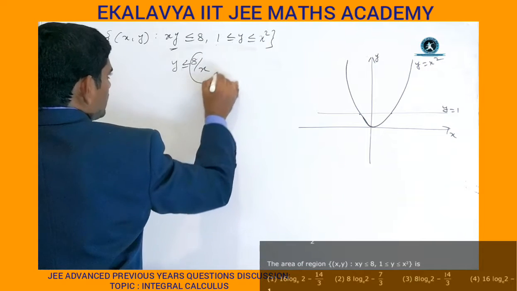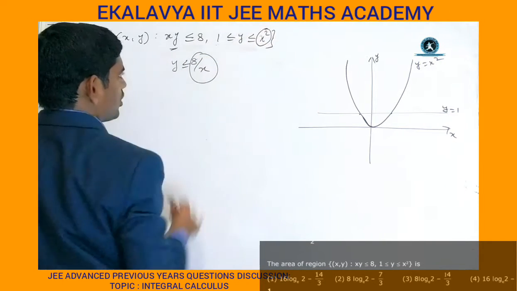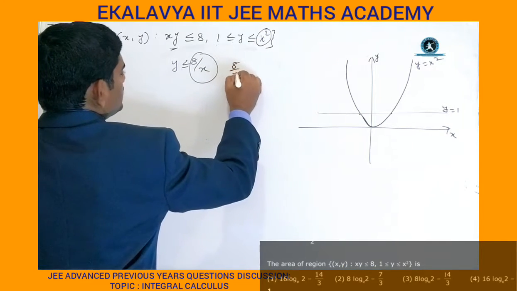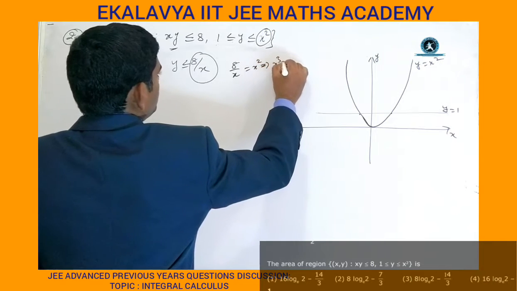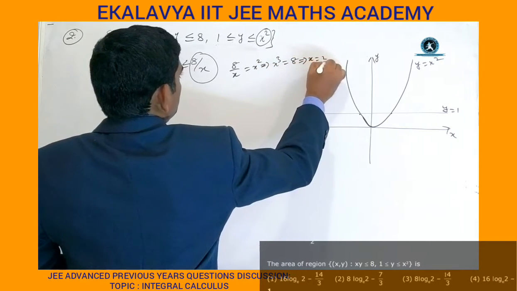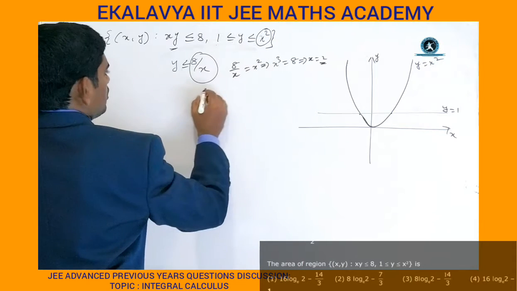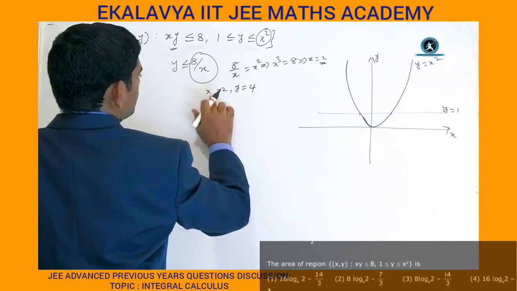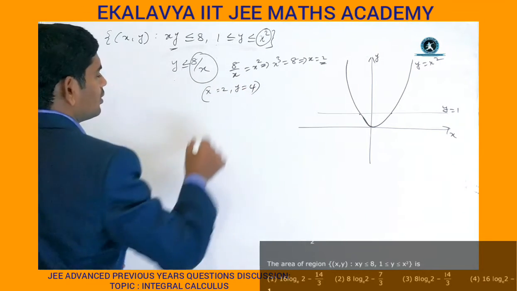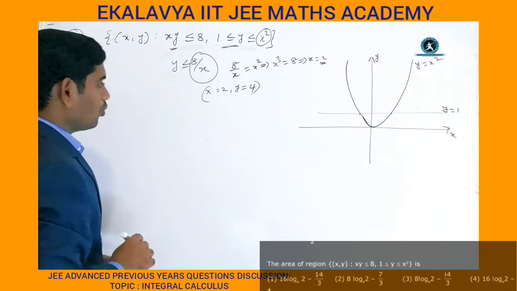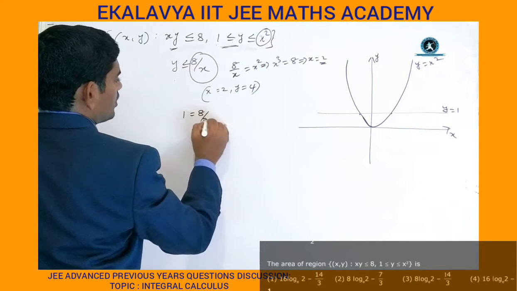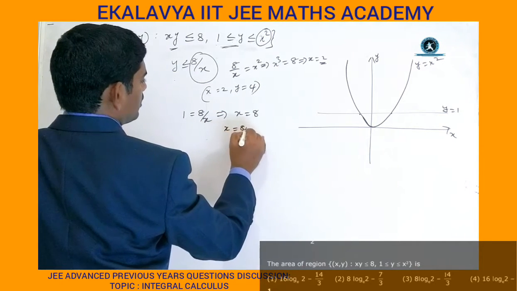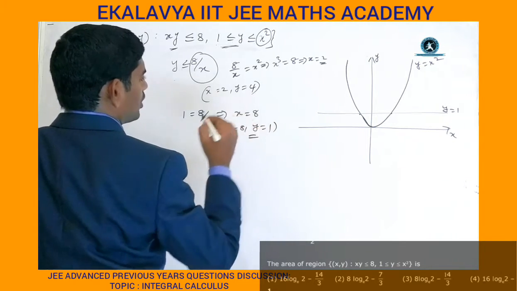Now where does the curve 8 by x meet x square? 8 by x equals x square, then x cube is equal to 8, so x is equal to 2. At x equal to 2, what about y? y is equal to 4. Then what about the line y equal to 1? With y equal to 1, on the right side we have 8 by x, so x is equal to 8. So at x equal to 8, y is equal to 1.